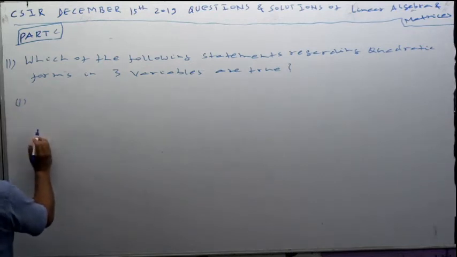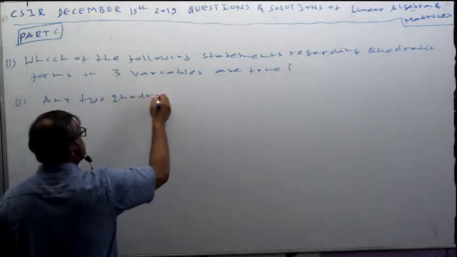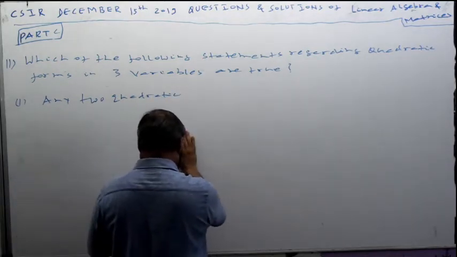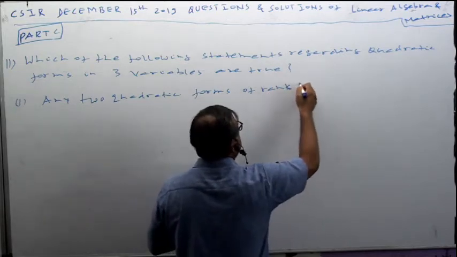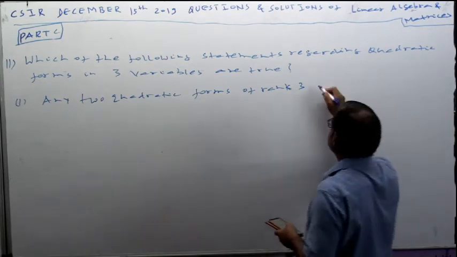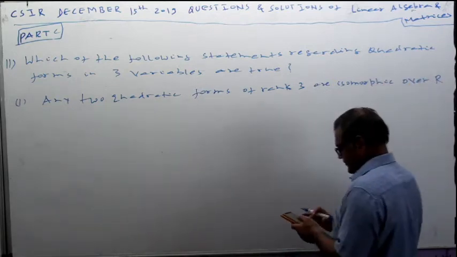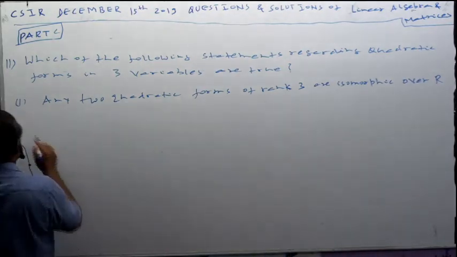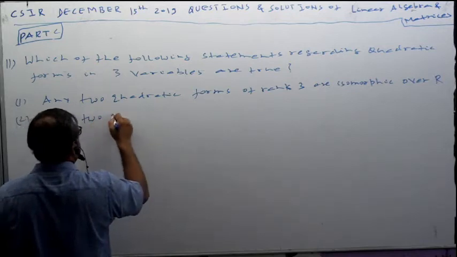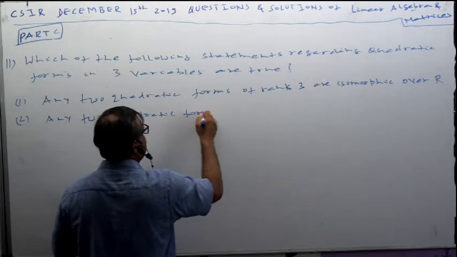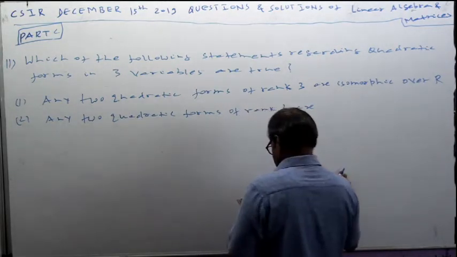Number one, any two quadratic forms of rank 3 are isomorphic over R. Second, any two quadratic forms of rank 3 are isomorphic over C.